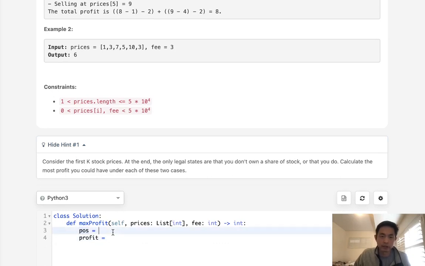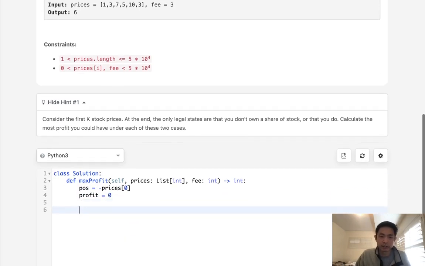In the position, what you're representing there is if you held the stock, and at the very first position we could buy, let's say, the very first price. So that would be the position that you can take if you were to buy something, right? And the profit's going to be 0 because we can't sell anything yet.